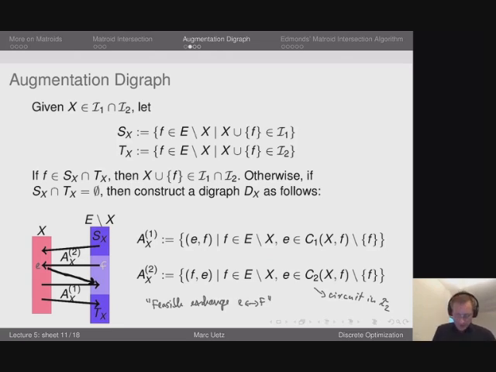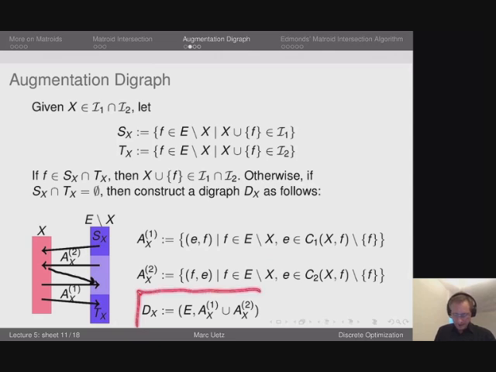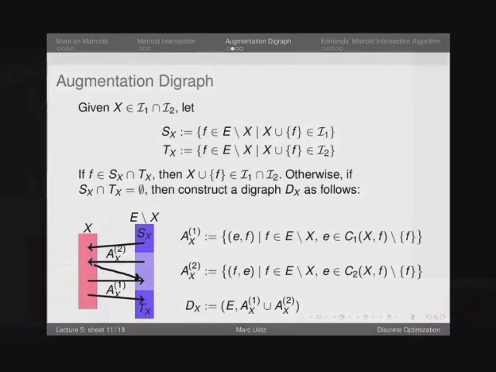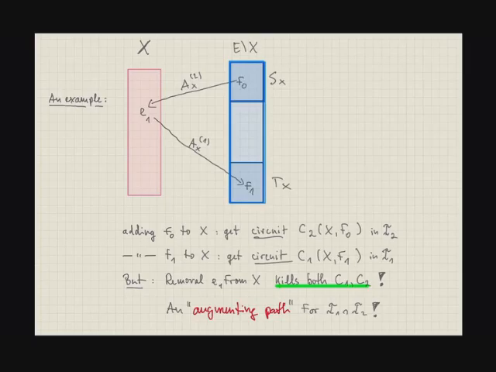And that already finishes the construction of the whole digraph. So D_X denotes the digraph, directed bipartite graph actually, with as vertices all the elements in this way, and these two sets of directed edges. Now, how does this help? Well, let's look at a small example. That would be this one here.